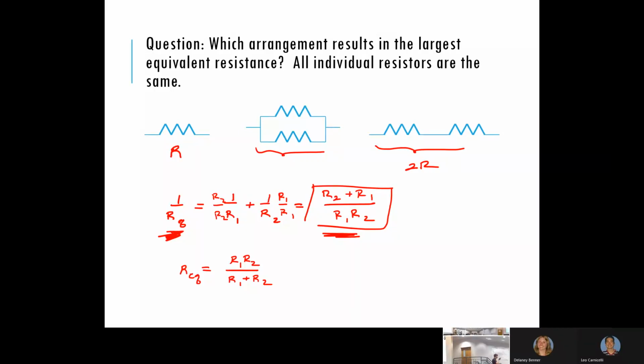Sorry, I said let's assume they're the same, and then I did the derivation like they were different. But now let's say that R1 is equal to R2. If R1 and R2 are the same, the numerator gives me R squared. The denominator gives me 2R. And so my overall resistance is not 1 over 2R. It is R divided by 2. We'll put R over 2 here.